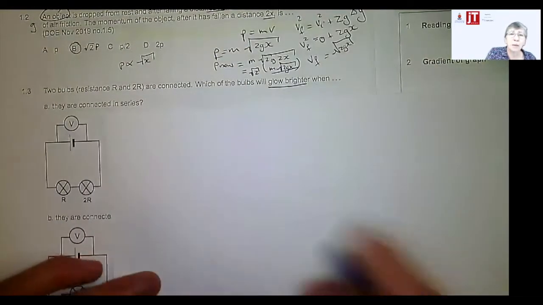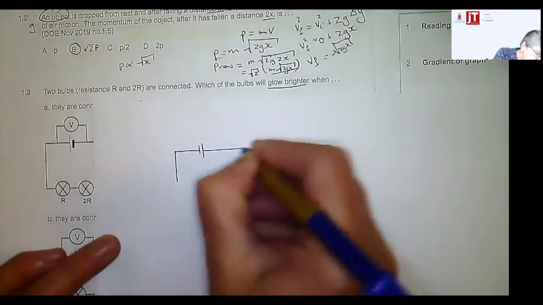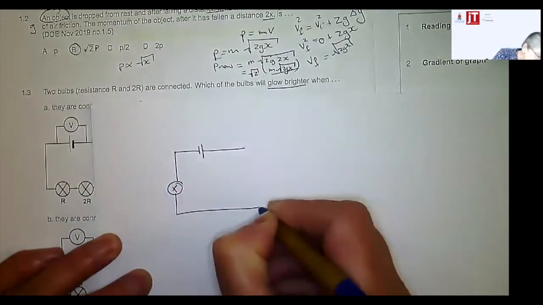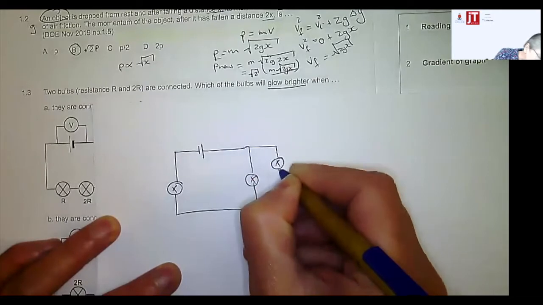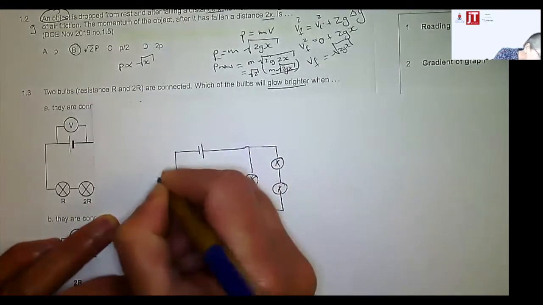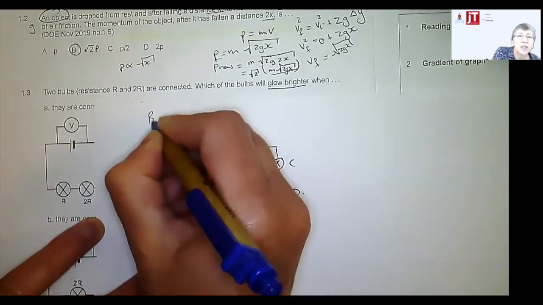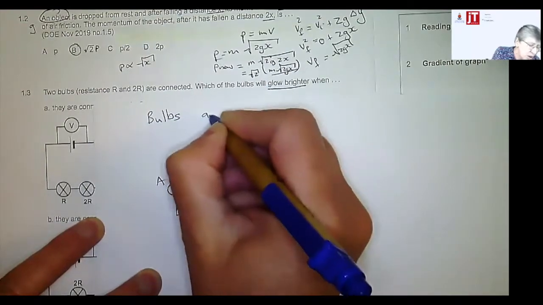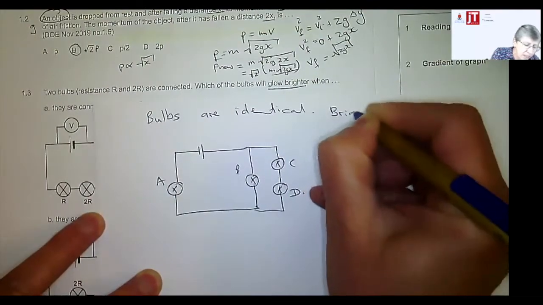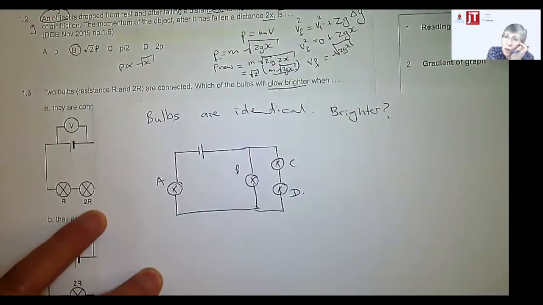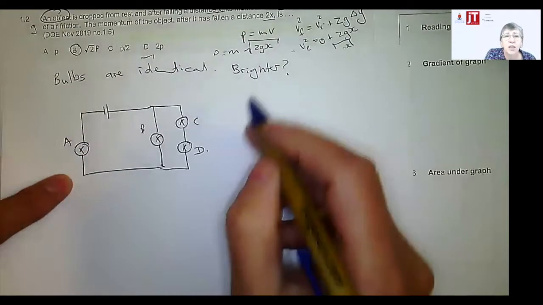And unfortunately, some of you have listened so well in grade 10 that you have a problem with grade 11. Right, in grade 10, your teacher told you, I've got bulbs, and I put them into the circuit like this. And let's call this A and B and C and D. And then she told you the bulbs are identical. And then she asked which one is brighter. And your answer was easy. You just said, okay, A has got the bigger current, so A is going to be brighter.